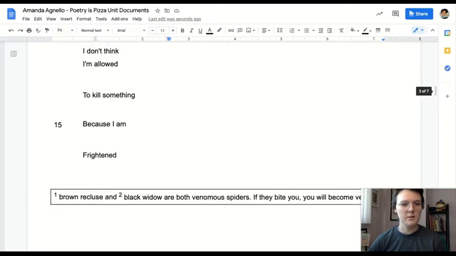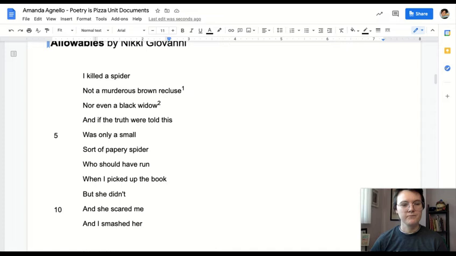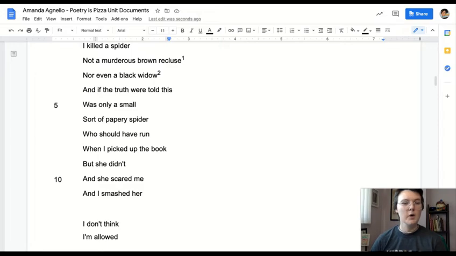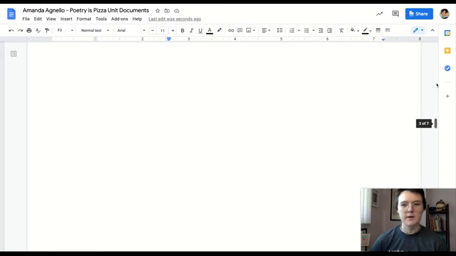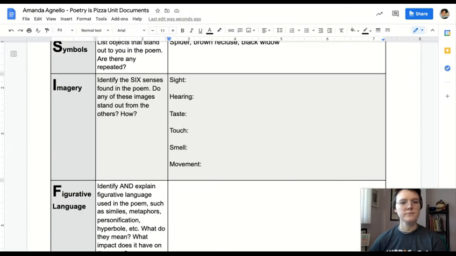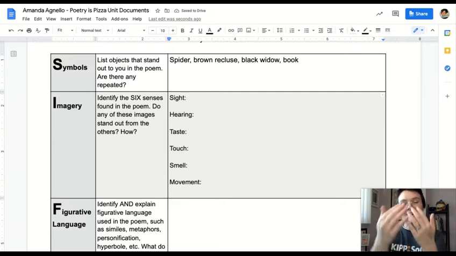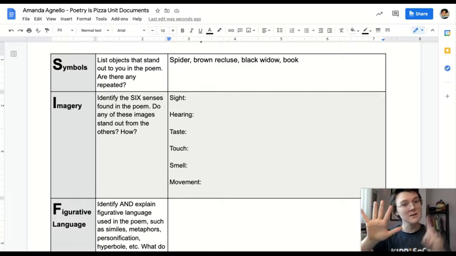So I can scroll back up. Let's see. Killed a spider. Papery spider, spider, spider. Oh, I picked up a book. Okay, so book. Maybe I'll put that in there too. Okay, so I've got spider, brown recluse, black widow, book. Now I'm going to imagine this, and I'm going to jot down at least one note for each of the 6 senses. Remembering we're doing all 5 of our ordinary senses plus a sense of movement or a lack of movement. So sight, what am I seeing?